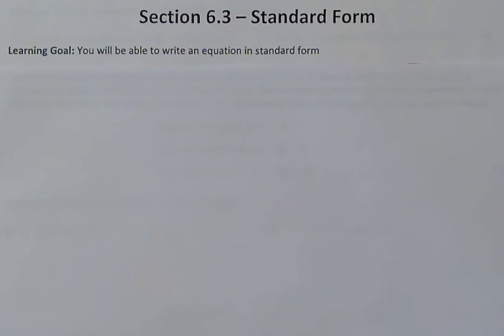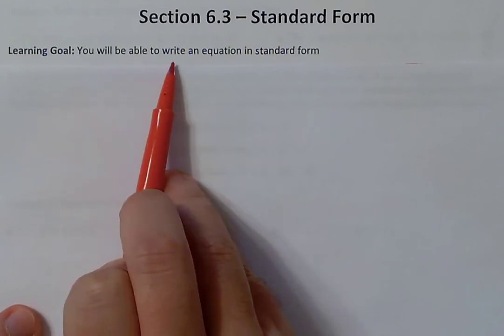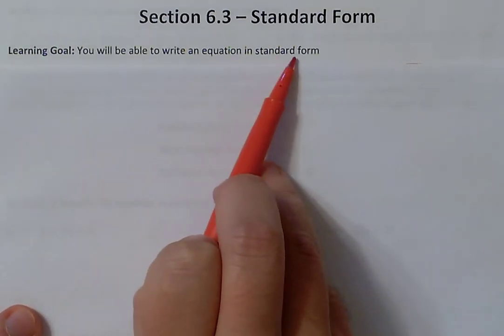For today's lesson, we're going to be taking a look at section 6.3, which is going to deal with standard form. Now, standard form is the third and final form in which we're going to write equations for linear functions. For today, we have one learning goal, and our learning goal for today is that you will be able to write an equation in standard form.